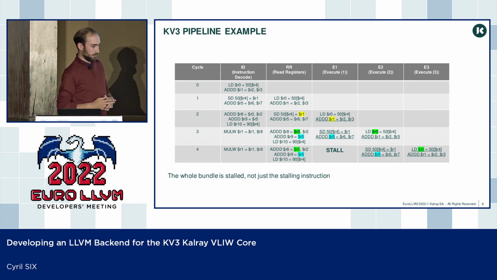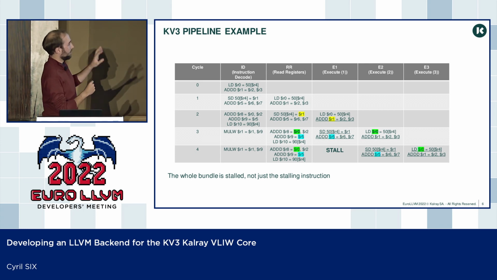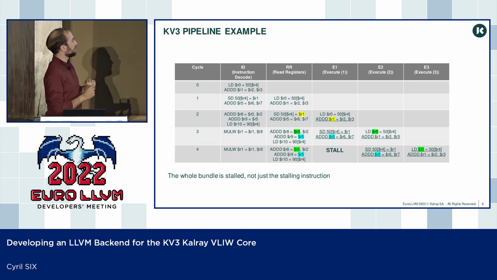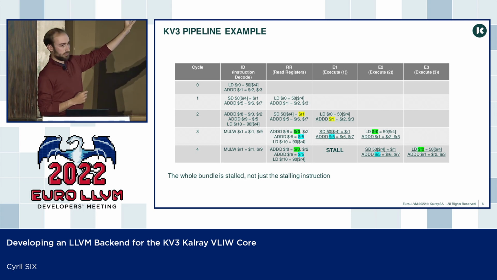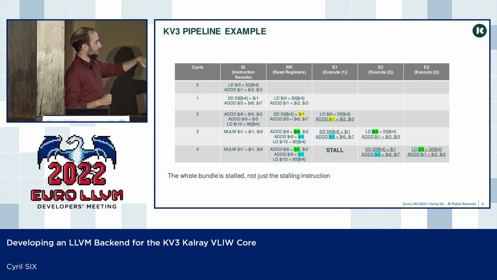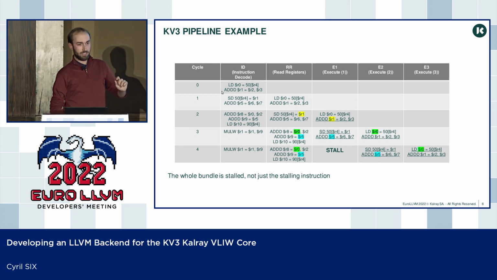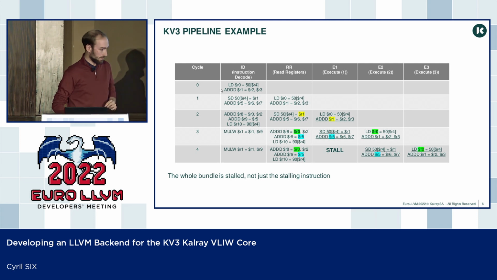If I give you an example of the pipeline on our processor, here I show you 5 stages. There's the instruction decode stage, the read register stage, and then we have E1 to E3 for executing. In reality, it can go up to E6, but here I show you instructions that terminate at E3. So at cycle 0, I decode a bundle. This is a load, and this is an addition. These two are issued at the same cycle within the bundle.